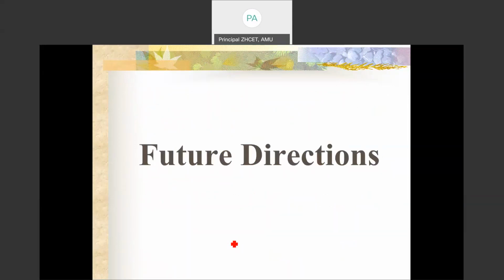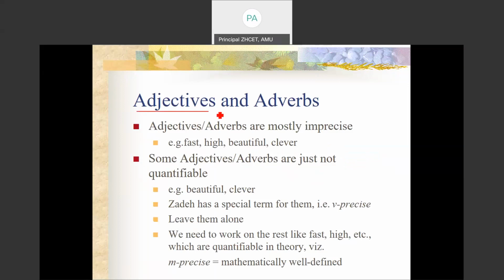Now, what could be the future directions? I can likewise work on adjectives and adverbs. This I'm leaving for you to carry out future research, because this will be the last lecture. So these will be the future directions that you can explore later. Fast, high, beautiful, clever. Adjectives are mostly imprecise.